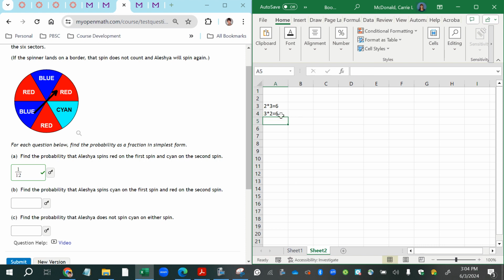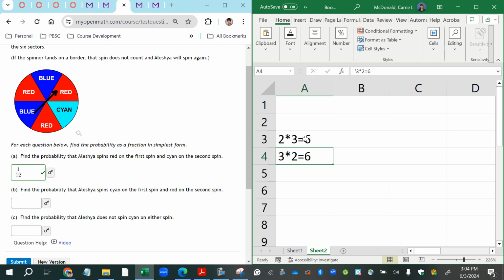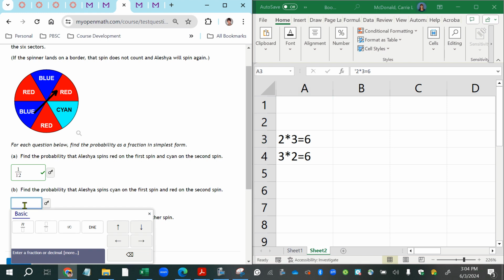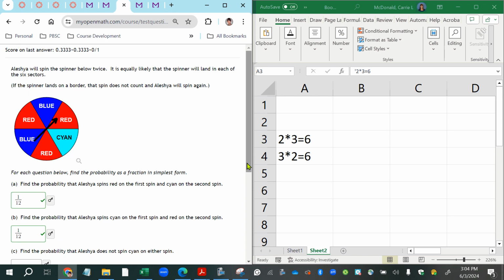That's the point I'm trying to make: since we're going to be using the multiplication rule for this question, it does not make a difference that, instead of red being the first outcome, it's now cyan and then red on the second spin. It's actually going to work out regardless of whether they were independent trials or not. The answer should be exactly the same. Okay, so that one's done.